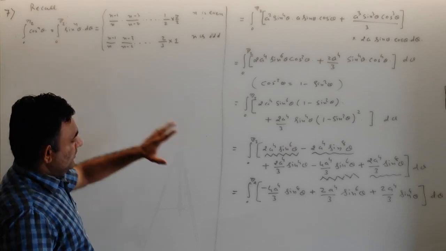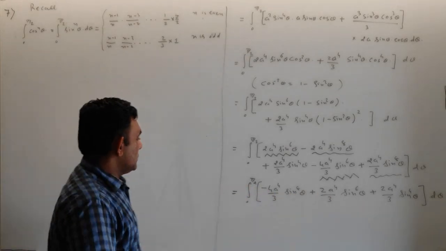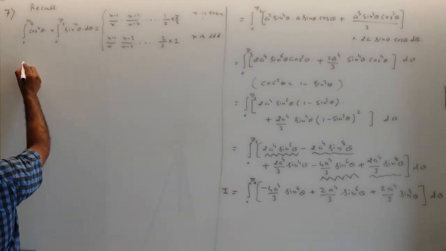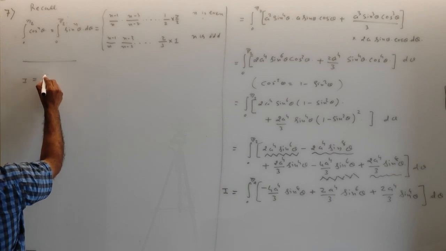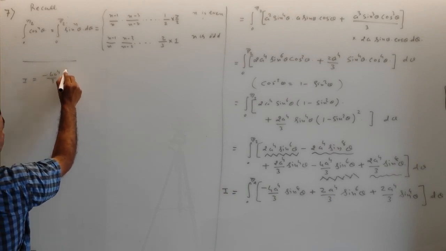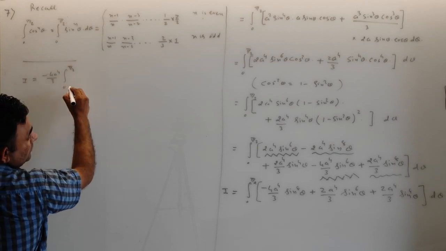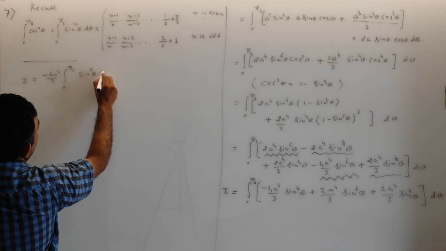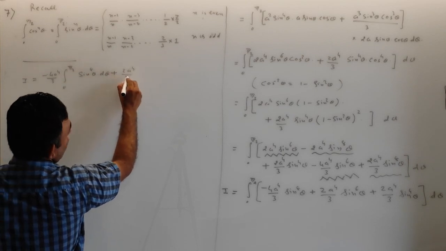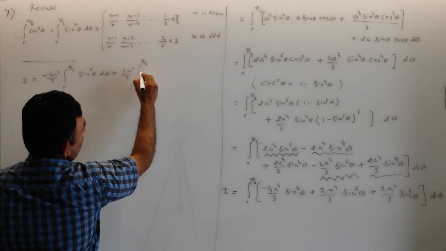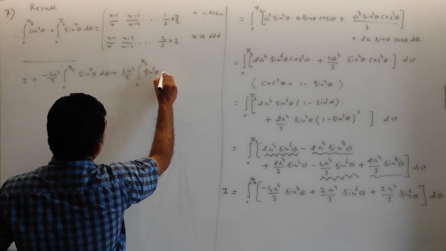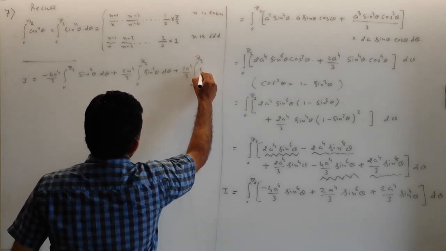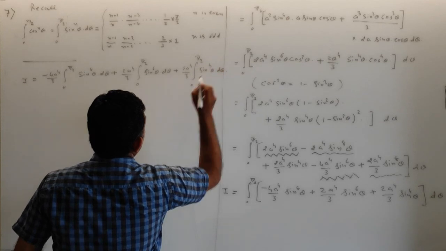So you can apply this formula here for sine. So this will be what? So now let me continue. This is my I. So now I is what? Minus 4a raised to 4 by 3 integration 0 to pi by 2 sine raised to 8 theta d theta plus 2a raised to 4 by 3 integration 0 to pi by 2 sine raised to 6 theta d theta plus 2a raised to 4 by 3 integration 0 to pi by 2 sine raised to 4 theta d theta.